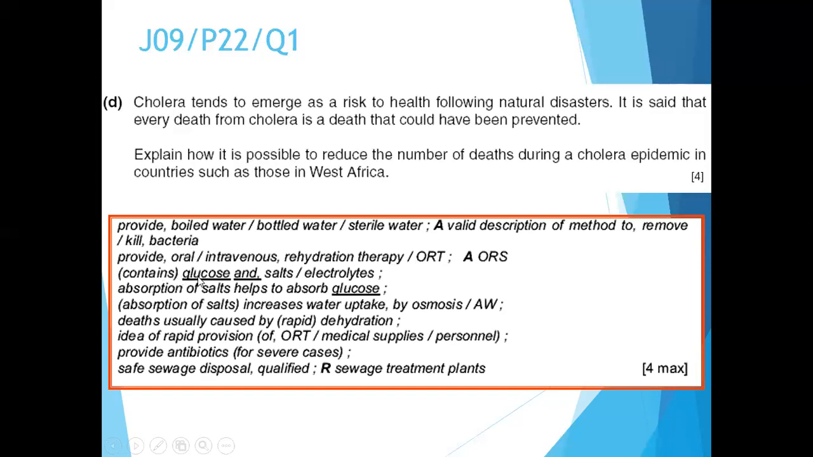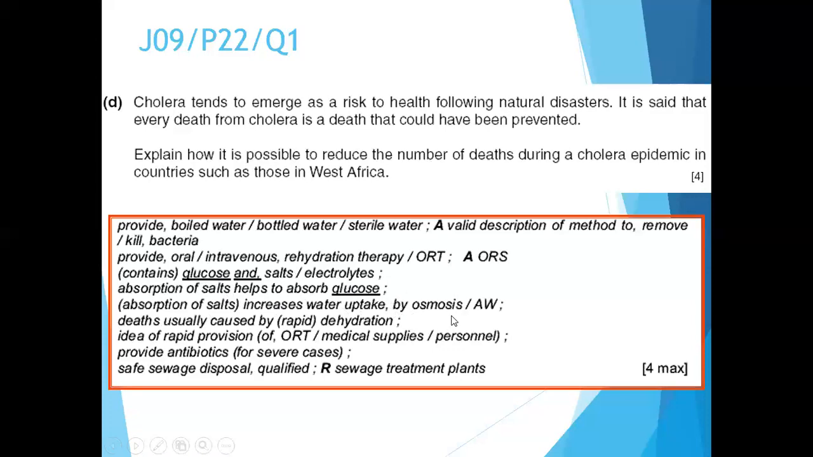That contains not just glucose but also salts or electrolytes, so the absorption of salts will help to absorb glucose. So this is very detailed, okay? And it increases water uptake by osmosis. This will prevent death, because the question says prevent death. So how to prevent death? When you give them oral rehydration therapy, which contains glucose and salts, it will help to promote glucose to be taken in, that will reduce water potential in the cell to increase water uptake by osmosis.